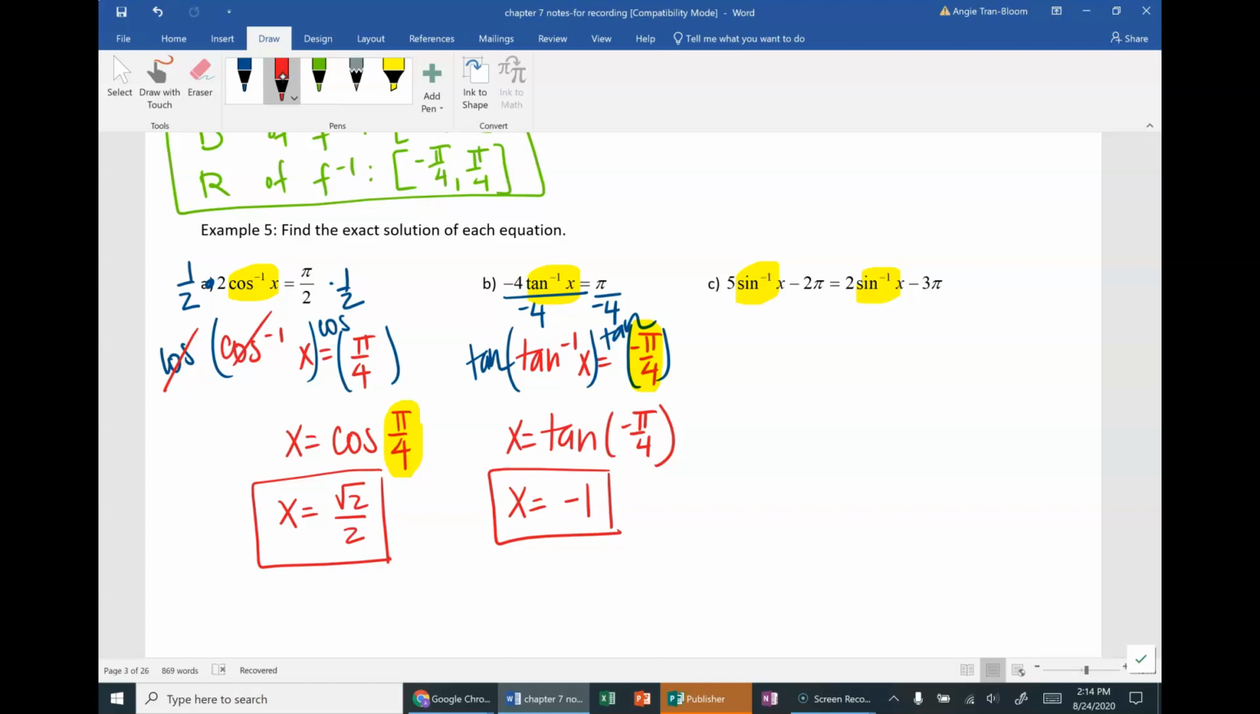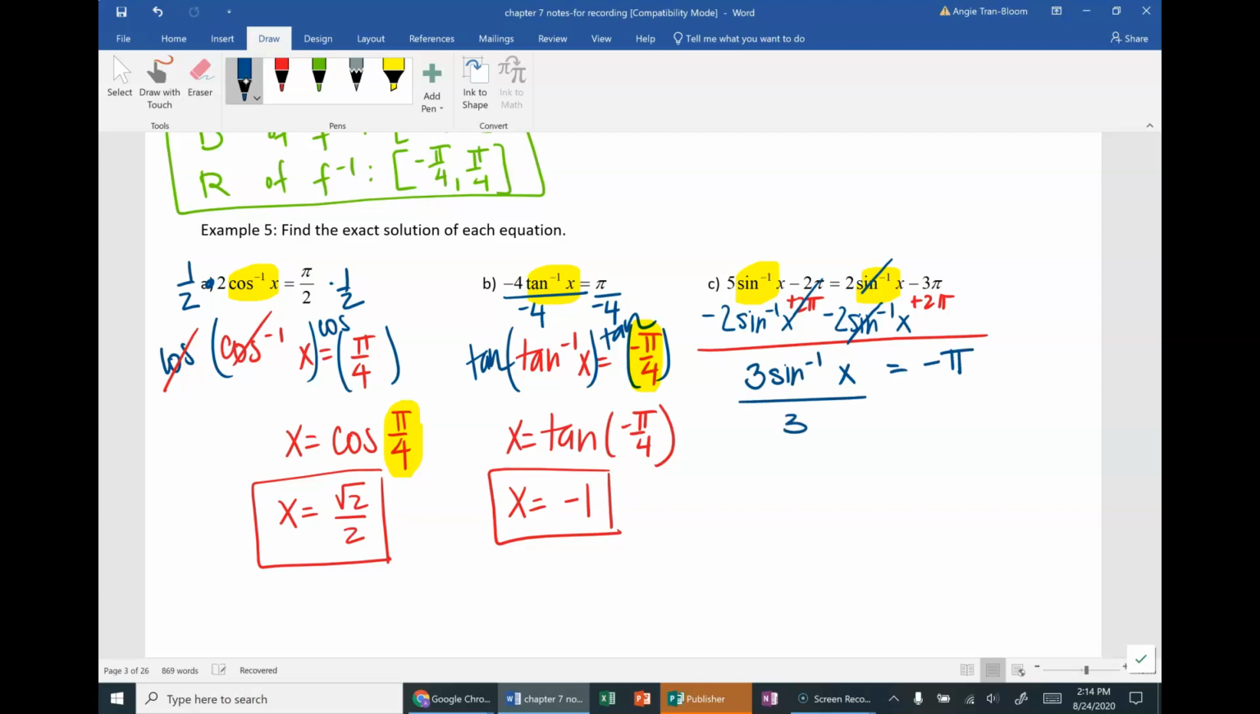Letter C looks extremely scary, but it really isn't. All you've got to do is combine like terms. Yes, you can totally combine inverse functions. No big deal there. At the same time, I'm going to add 2 pi to the right. Bam. So 5 sine inverse of x, take away 2 sine inverse of x, I will end up with 3 sine inverse of x. And -3 pi plus 2 pi, I'm going to end up with -pi. So far, so good. Divide both sides by 3. Sine inverse of x equals -pi/3.